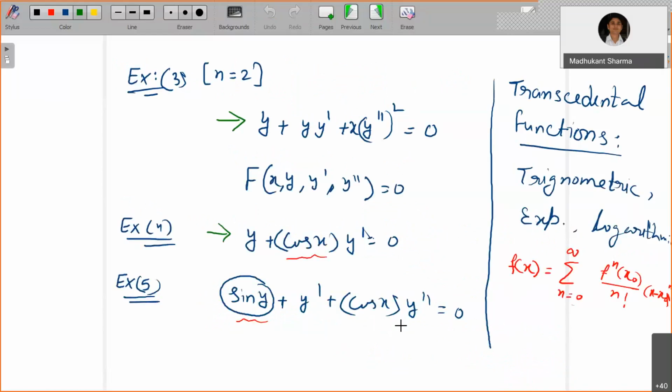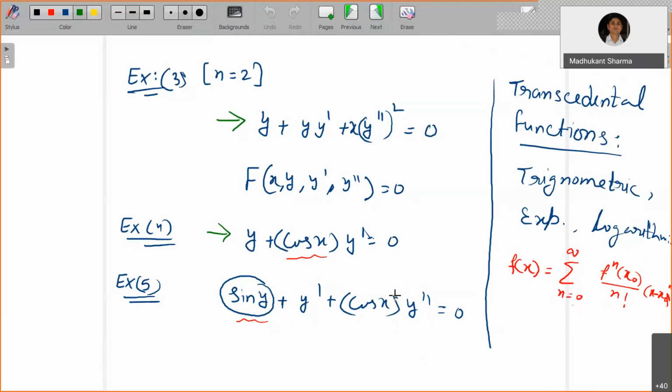Now, what will be the possibility if the highest order derivative is not simple? It's going to be some tan inverse of y double dash, or some cos y double dash. So the highest order derivative itself is not coming as simple. It's going to be a transcendental function, you can say, or y double dash square is somehow fine, but have a transcendental function of the highest order derivative. Then how do you decide the order? That is the way we can look at now.